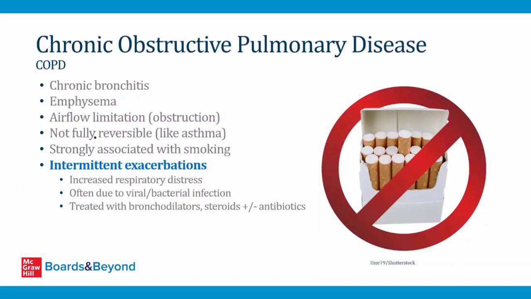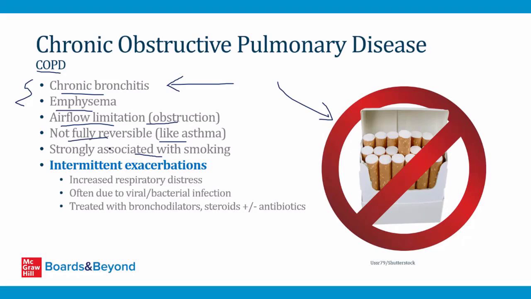So that brings me back to COPD, which, as I said before, is a catch-all term that includes the clinical features of chronic bronchitis and emphysema. These things almost always occur together because they're strongly associated with smoking, and rarely do patients only have one of these conditions without having at least some of the other. So in COPD, you have airflow limitation from obstruction. It's not fully reversible like asthma, and it's strongly associated with smoking.